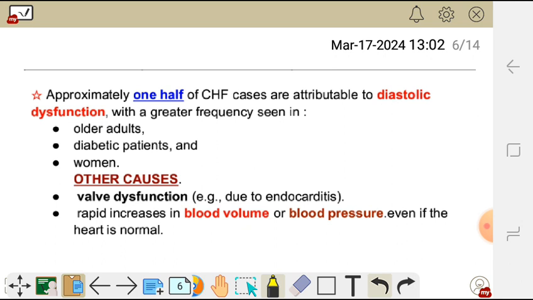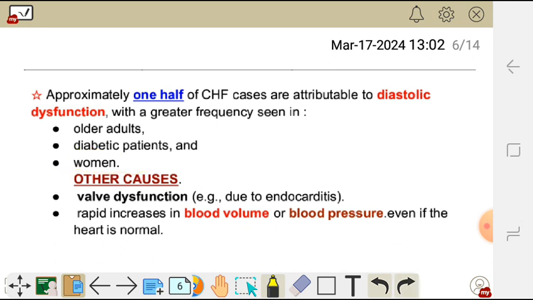Now what we should know again is that diastolic dysfunction approximately causes 1/2 of congestive heart failure. So it is one of the most common causes of congestive heart failure, and it is most frequent in older adults and also diabetic patients, and in women it is very common.